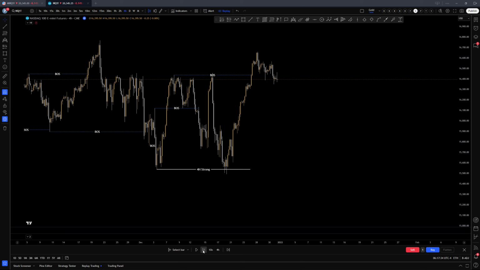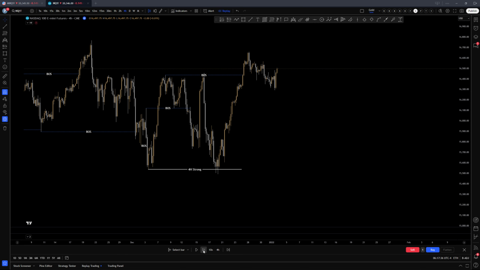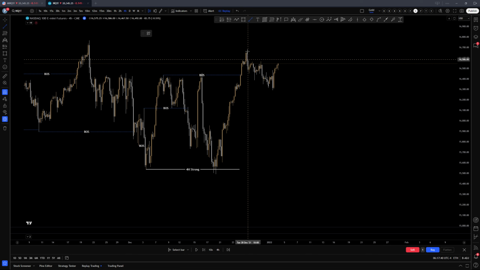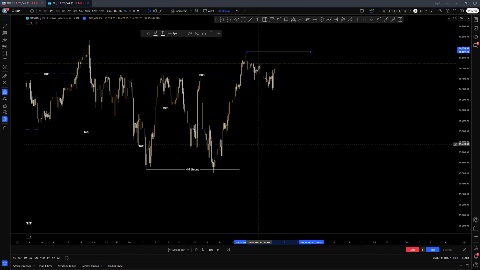So expecting a pullback after a break of structure. And we're coming up again. So what we would be looking for then is this high to get broken as a weak high.